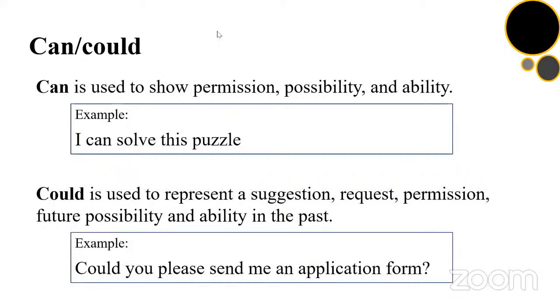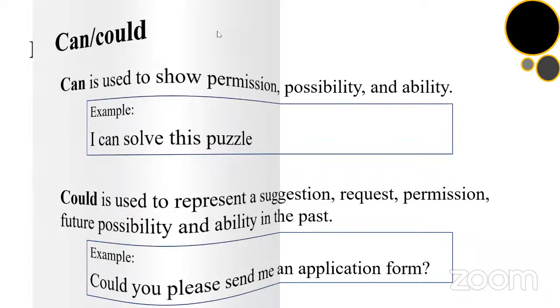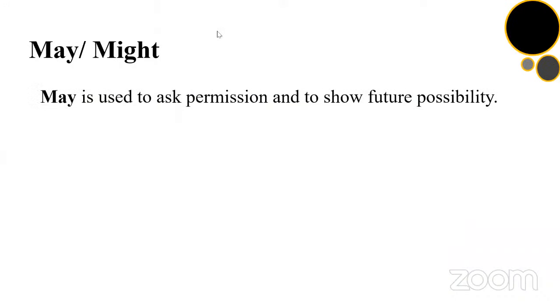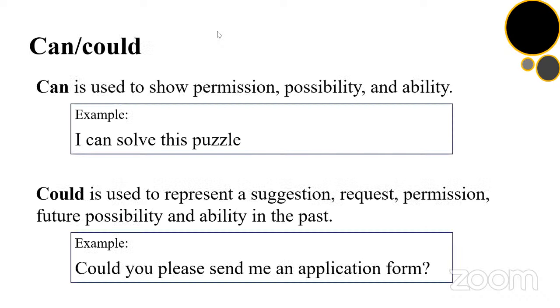Next is, could you please send me an application form? This shows that this is a request. So next is may, might. Yes, can you tell me? Ma'am, we can also say, can you please send me an application form? Can you shows the ability, and it also talks about permission as well.